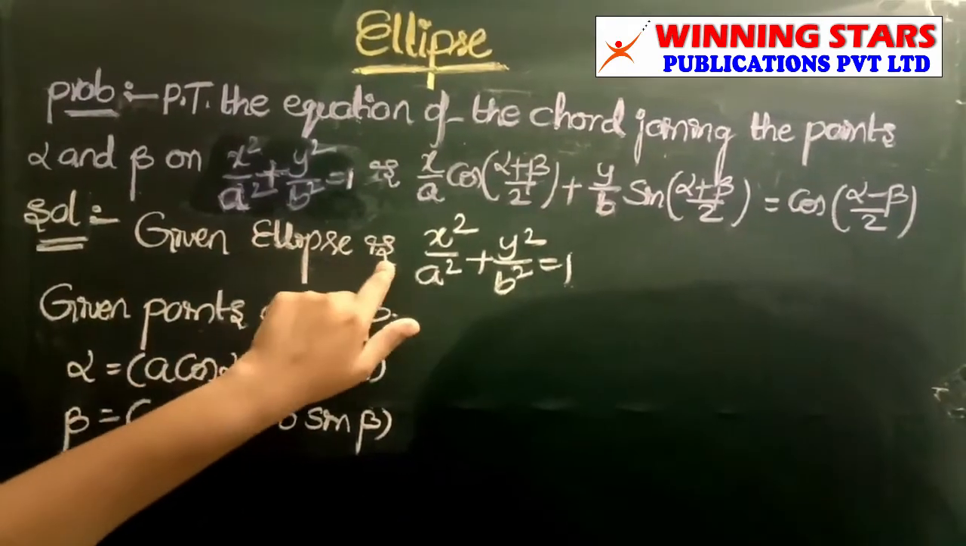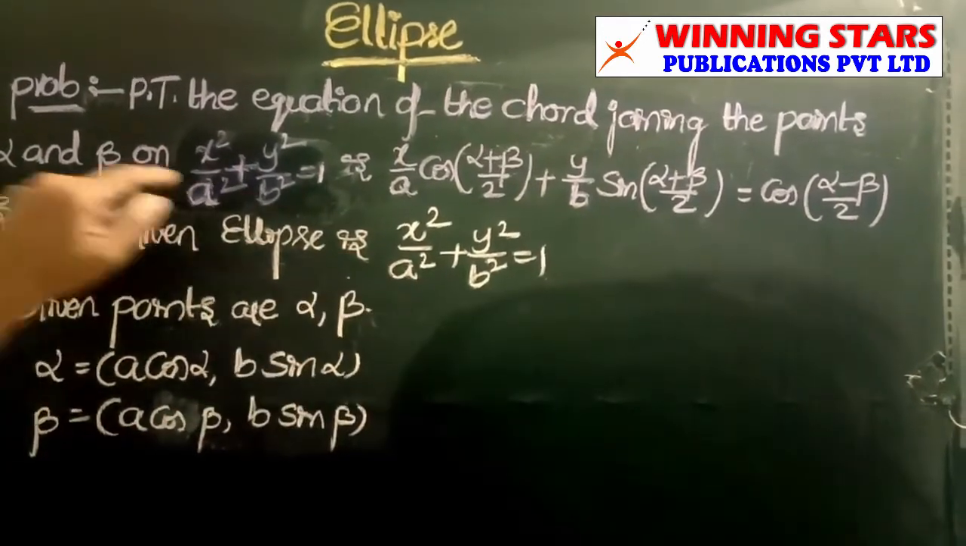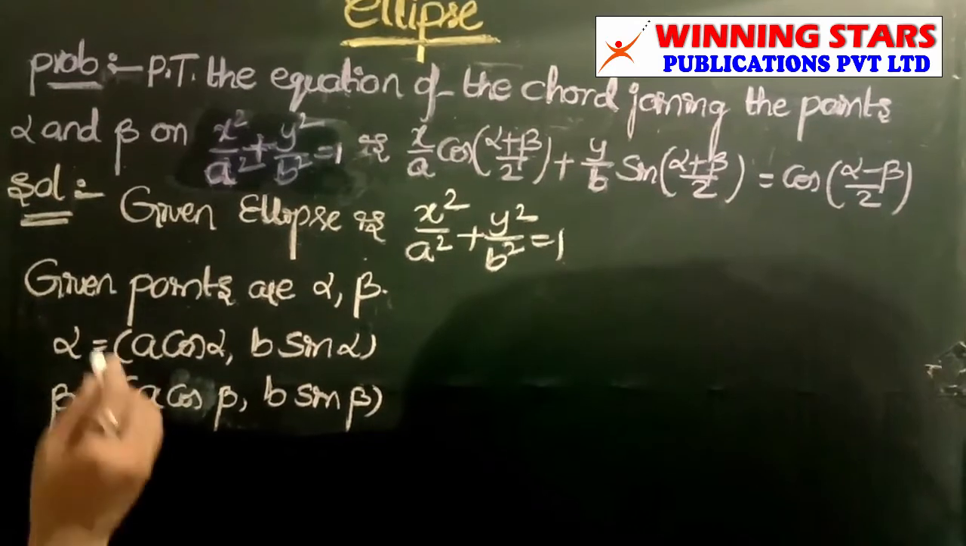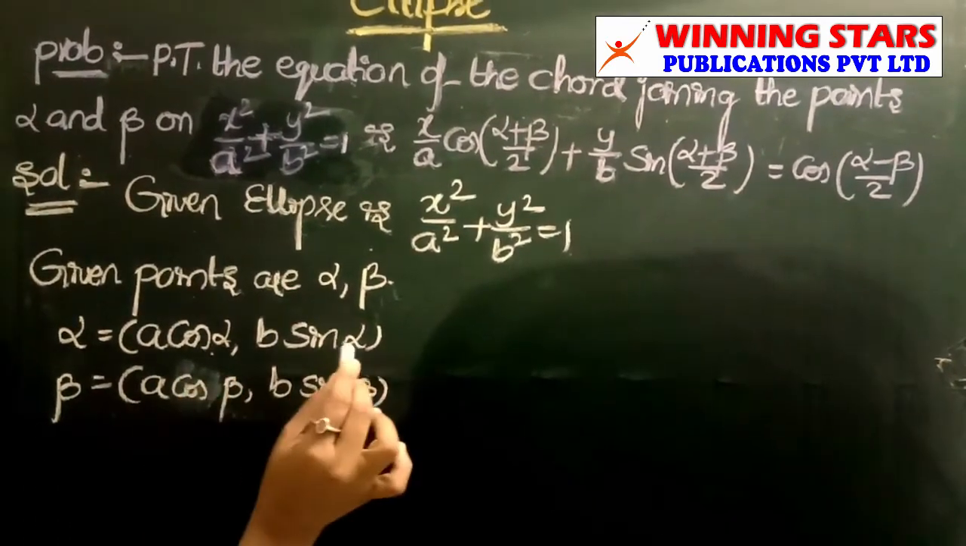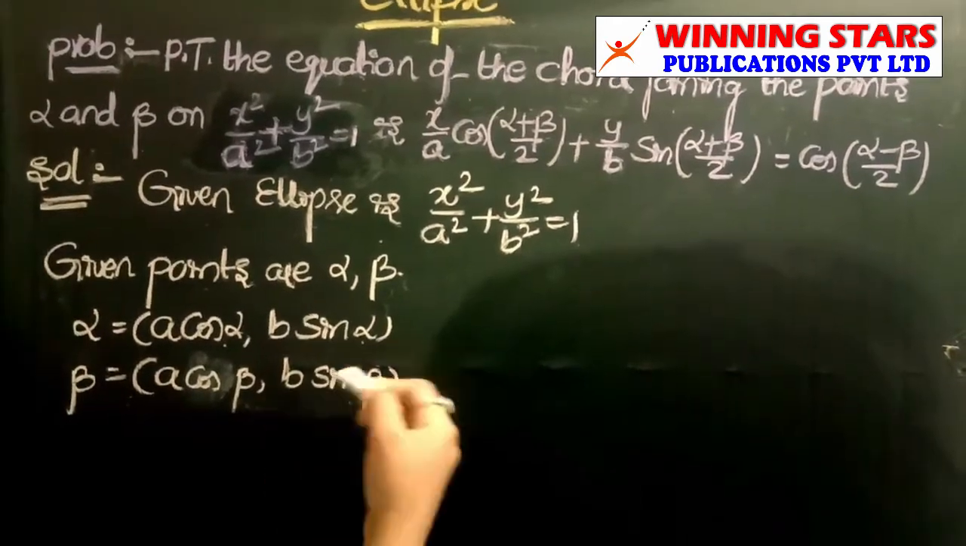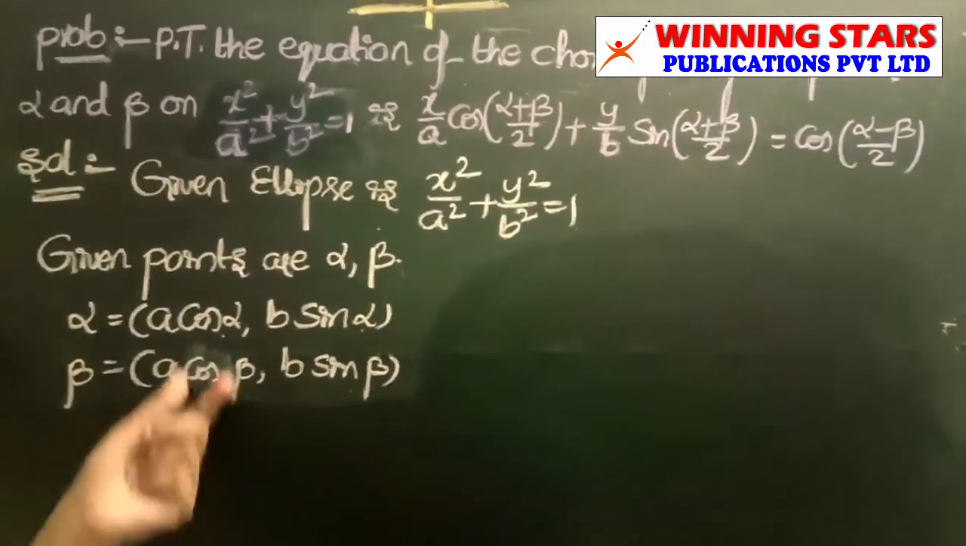First we write the given ellipse here. Given ellipse is x square by a square plus y square by b square is equal to 1, and 2 points are given which are alpha comma beta. So given points are alpha comma beta, and we are taking these 2 points as a cos alpha comma b sin alpha and a cos beta comma b sin beta. Already we know that any point on the ellipse is taken in the form of a cos theta comma b sin theta. So we are taking the points like that.